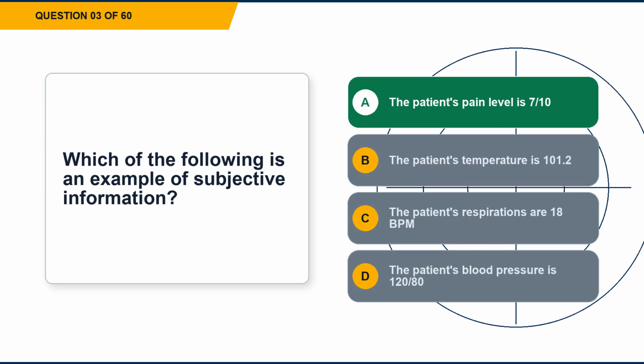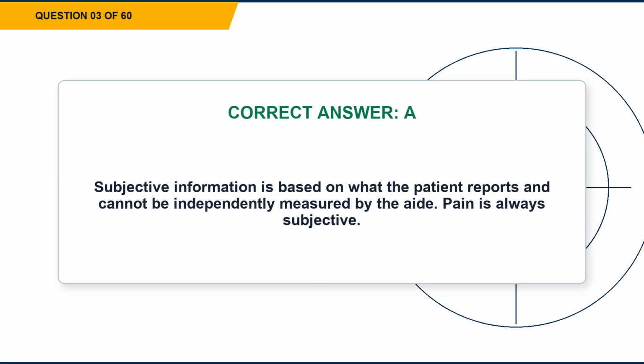The correct answer is option A. The patient's pain level is 7/10. Explanation. Subjective information is based on what the patient reports and cannot be independently measured by the aide. Pain is always subjective.